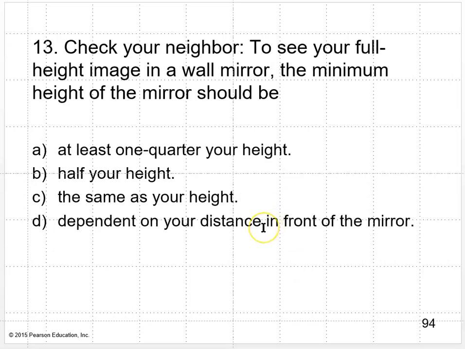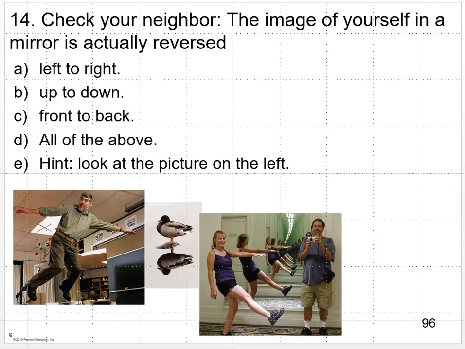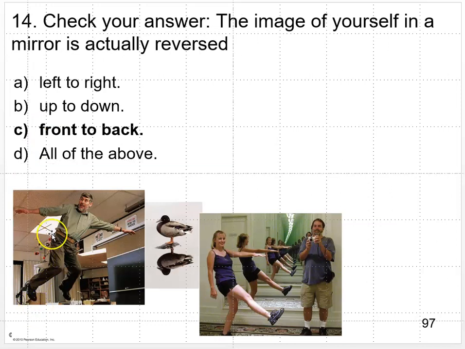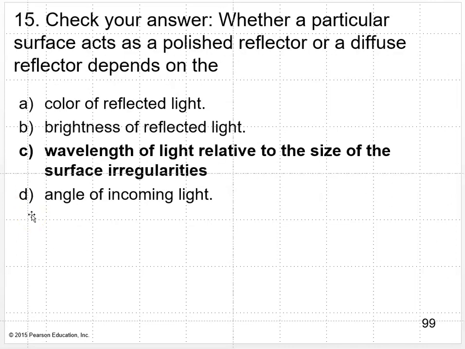To see your full height image in a wall mirror, the minimum height of the mirror should be 1/2 your height. The image of yourself in a mirror is actually reversed, front to back, and you can see this guy is straddling a mirror. The mirror is right here, and this leg is being reflected front to back. That's sort of what makes it hard to cut your own hair. You can never tell exactly where the scissors is. Whether a particular surface acts as a polished reflector or diffuse reflector depends on the wavelength of the light relative to the size of the surface irregularities.